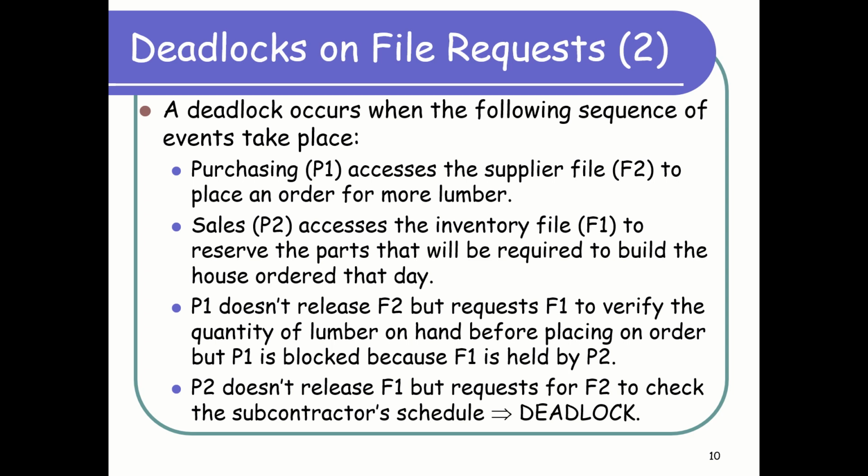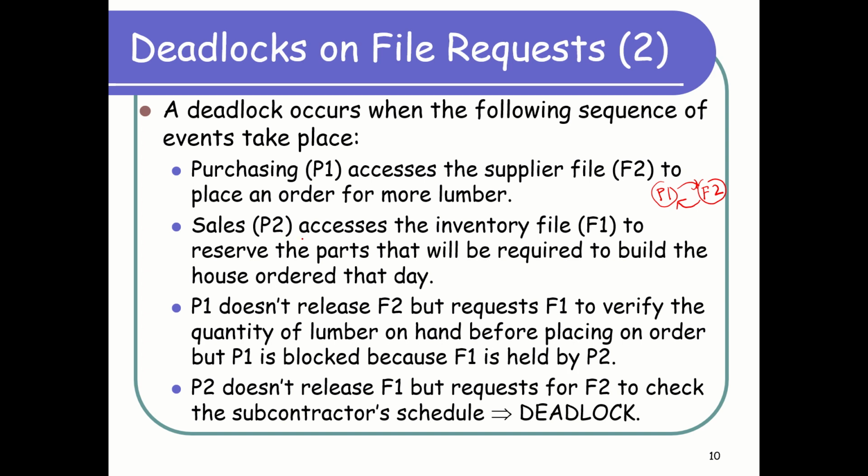Purchasing P1 accesses the supplier file F2 to place an order for more lumber. So you have here purchasing P1 accessing the supplier file F2. It requests, and this is allocated to P1.